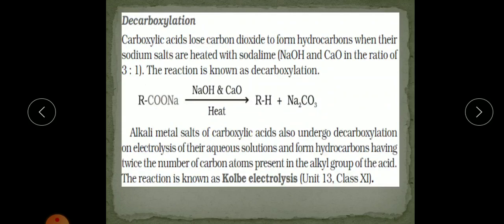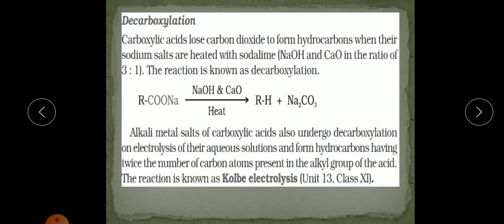Next we have a very important method, that is decarboxylation. In decarboxylation, we take the sodium salt of carboxylic acid and treat it with a soda lime mixture. This is a soda lime mixture in the ratio of 1:1, sodium hydroxide and calcium oxide, and we heat it. So what will happen: the NaOH and the whole COONa part will form Na2CO3, sodium carbonate, whereas the hydrogen left will go along with R and form RH, that is, an alkane is formed.